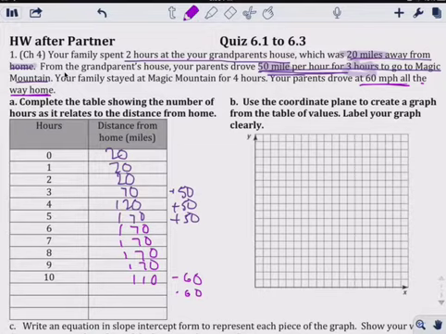Did I do this right? 20 plus 50, that's 70, plus 50, plus 50. Okay, minus 60 gives you 50. I gave you the wrong numbers.